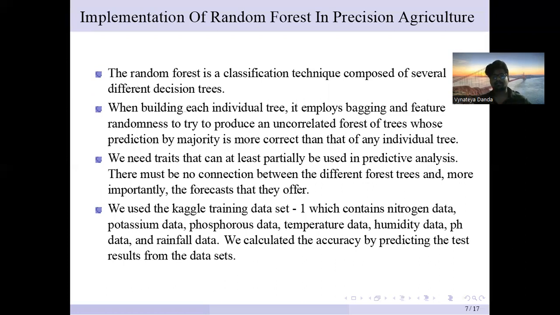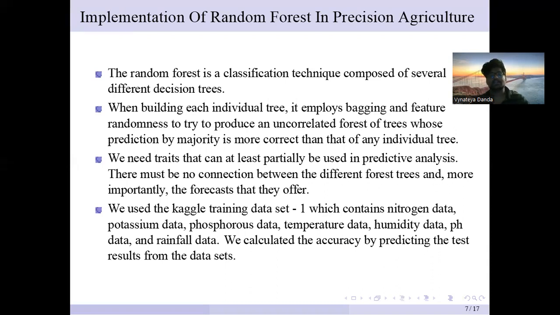So basically, a group of decision trees forms a random forest. When building each individual tree, it employs bagging and feature randomness to try to produce an uncorrelated forest of trees whose prediction by majority is more correct than that of any individual tree. Basically, how it works is that the individual trees form a decision tree, and the decision trees form a random forest. This is the model we follow for random forest implementation for machine learning in agriculture.